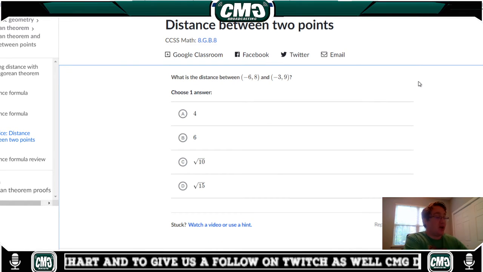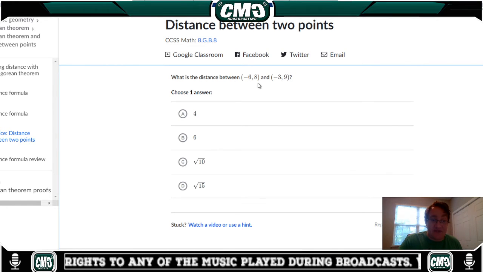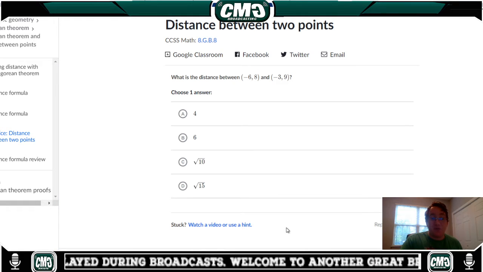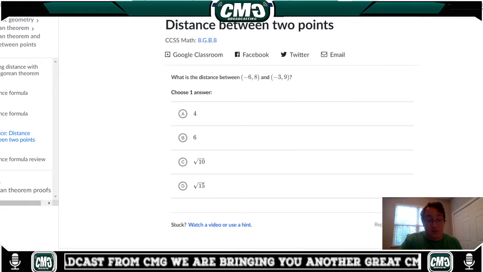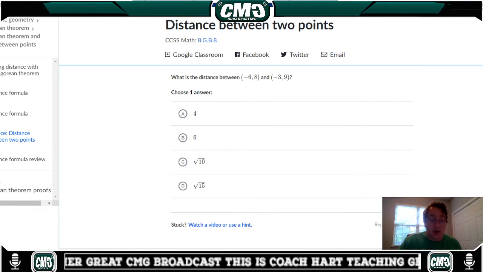Now, I'm going to go through the best I can, like I said, showing you guys the setups for these and going through these problems. But notice first here we've got -6, 8, and -3, 9. What we need to do is figure out which ones are x1, y1, and which ones are x2, y2. We'll just keep them as they've given them to us. The first one we'll use as the x1, y1. The second one we'll use as the x2, y2.